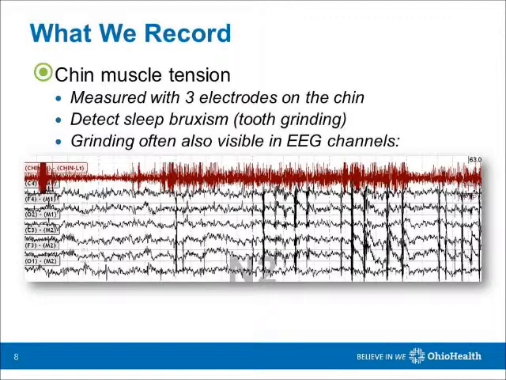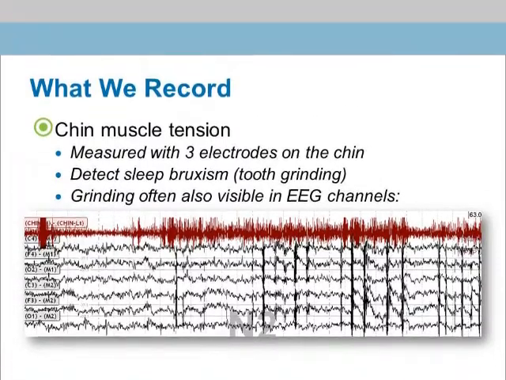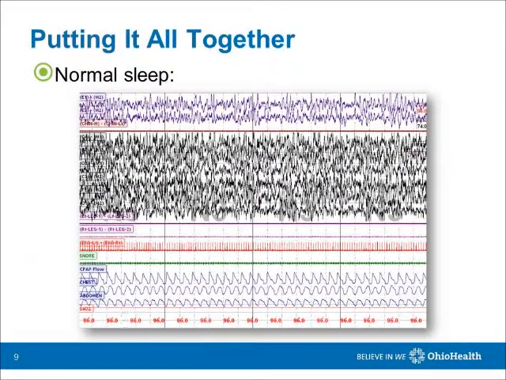The maroon channel shows chin tension, and the large bursts correspond to clenching or grinding. As you can see in the EEG channels below, chin tension is often so high when someone grinds their teeth that it causes tension in the rest of the head as well, causing bursts to appear in the channels that show brain activity. Finally, here's what all the channels look like when you put them together.